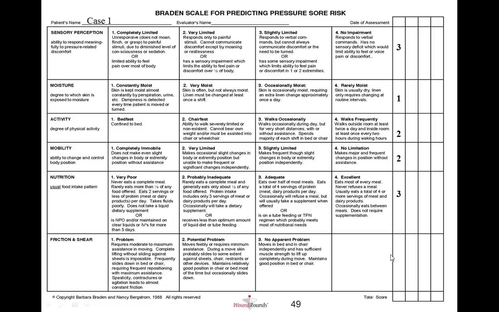We also made mention earlier of the fact that she slides down in her wheelchair and her bed, and so that's definitely a problem for her in the friction and shear category. And what we'll actually find is that we have a total Braden score of 12, which puts her at high risk.